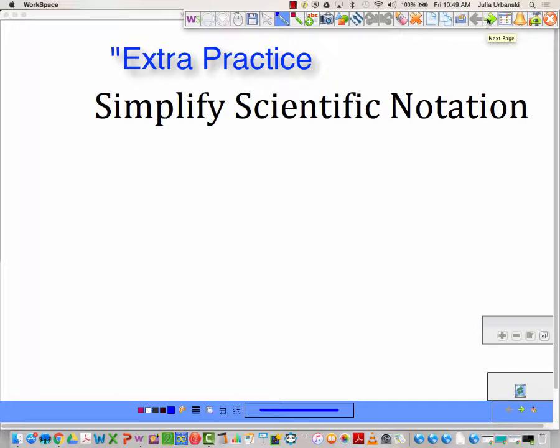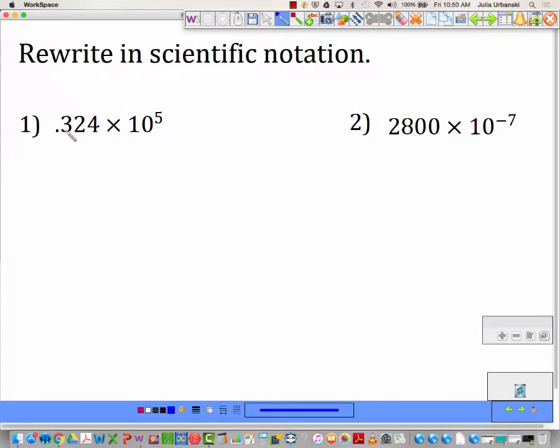Alright, so we're on the extra practice page. What we're going to do is a two-step process. Those of you that want to know about space, you're going to need two lines right here. Okay? First of all, we're going to write this like yesterday. We're going to just write it out.